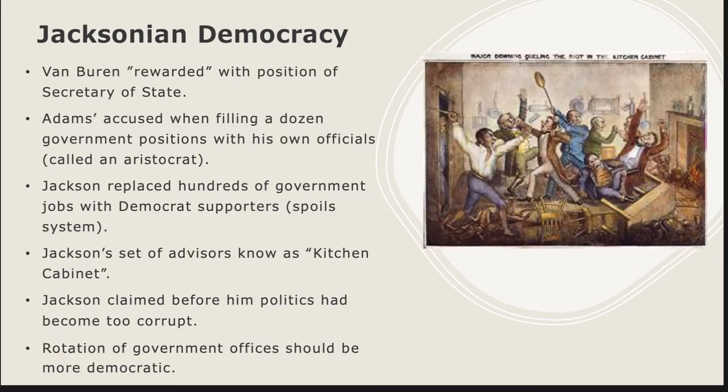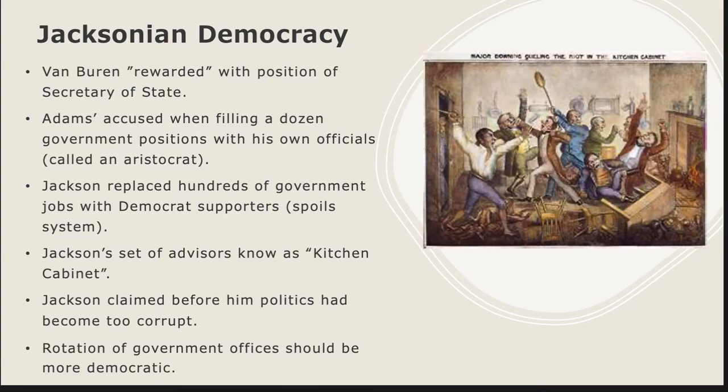Now, when we compare John Quincy Adams' presidency to Jackson's presidency, it's important that we look at this major point here. Jackson kept calling Adams this aristocrat, this elitist, this corrupt politician. But under Adams, he fills maybe a dozen government positions with his own officials. Under Jackson, you see hundreds of government jobs being filled with Democratic supporters under the spoils system. So, who really is that corrupt politician when you look at the numbers?